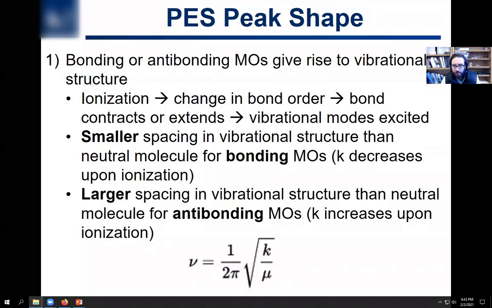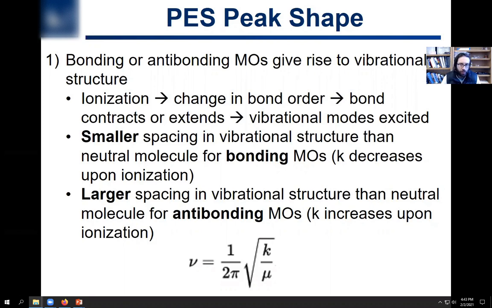All right, so now we're going to dive into some details of photoelectron spectra and interpret some spectra. So we first have to talk about what gives rise to various peak shapes in these sorts of spectra. And we talked very briefly about the vibrational fine structure in the spectra in the last video. And it turns out only bonding or anti-bonding molecular orbitals will give rise to vibrational structure. So if you're ejecting an electron out of a bonding or an anti-bonding MO, you will have vibrational structure, okay?